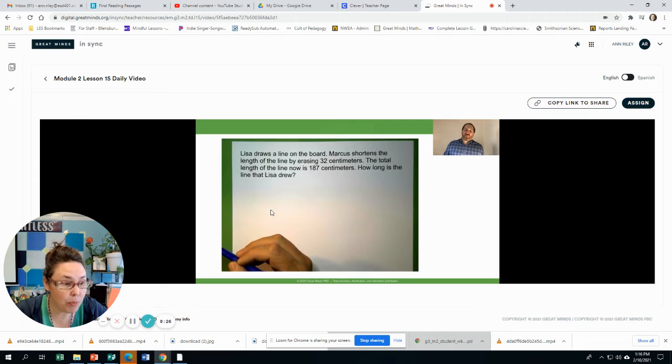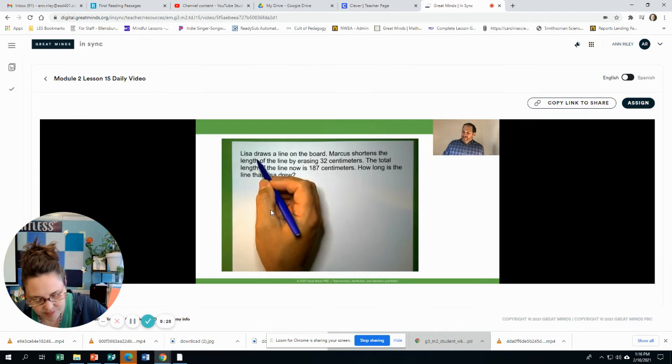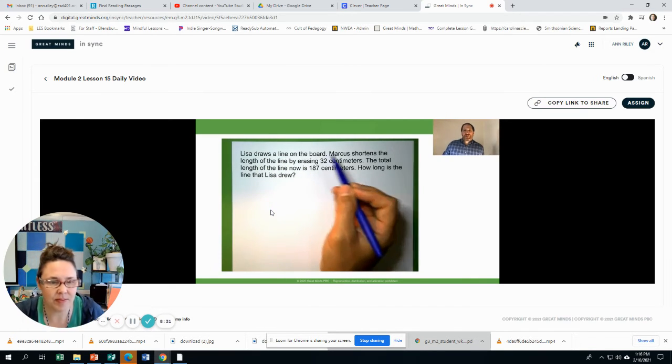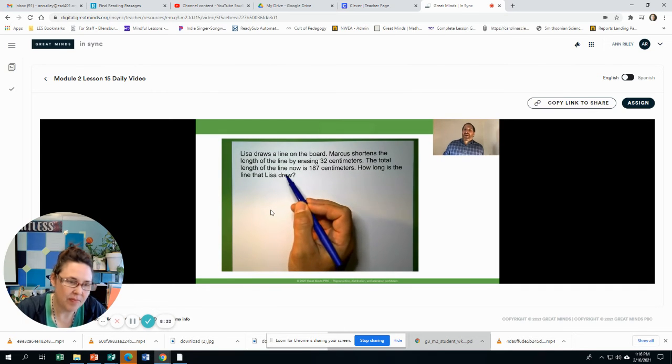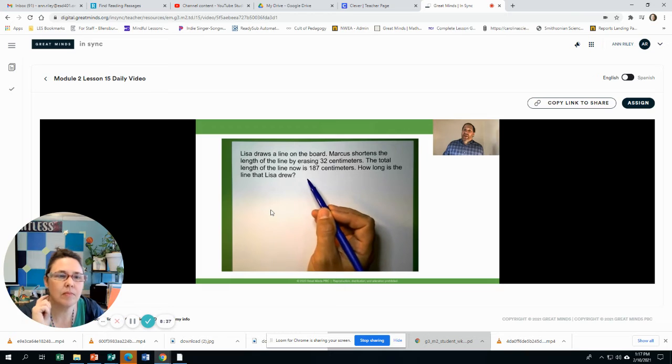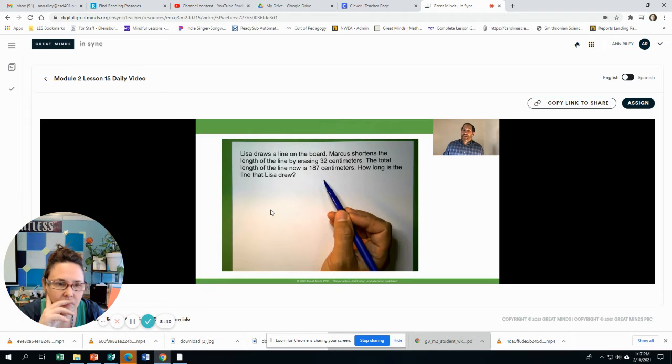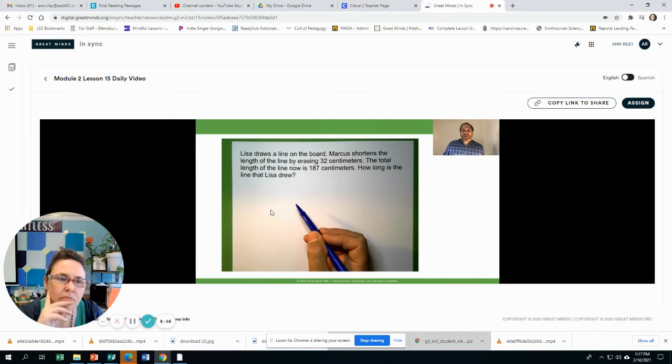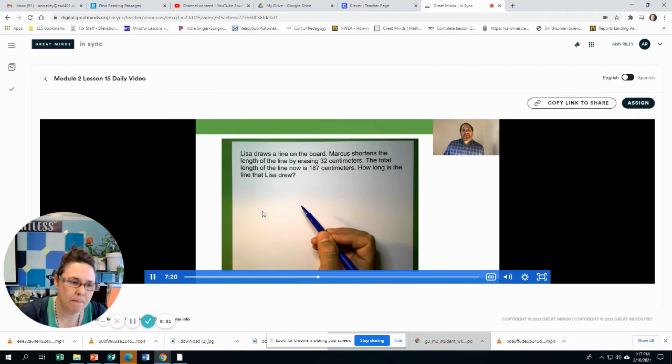Let's try another. All right, erase your board. How about you read this problem aloud? Lisa draws a line on the board. Marcus shortens the length of the line by erasing 32 centimeters. The total length of the line now is 187 centimeters. How long is the line that Lisa drew? I'd like you to go ahead and pause the video to reread the problem in chunks and draw a model, thinking about the known and unknown information in the problem. Feel free to press play when you're ready to continue.